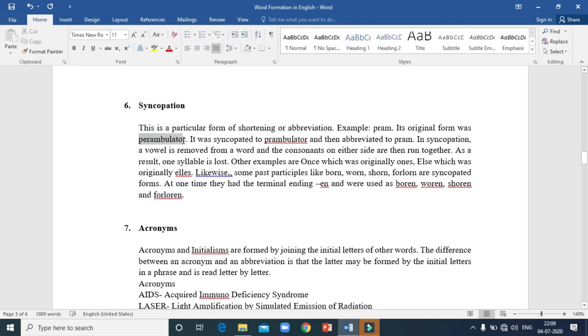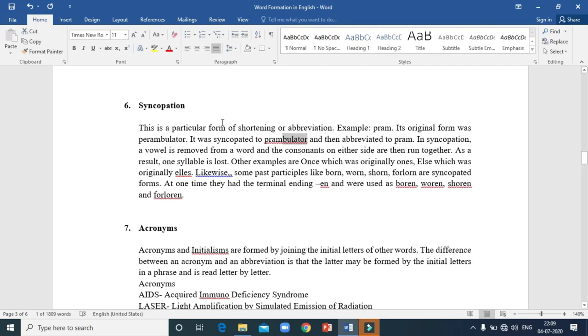Perambulator. The original word was perambulator. E was lost by syncopation. It became perambulator. Then it underwent clipping. The last part was clipped off. Now it became pram. So it is a very complex process.